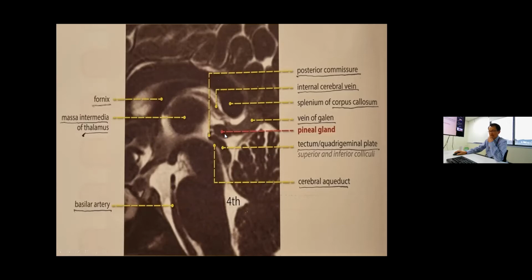And this is the corpus callosum here. This is the third ventricular area, this is the fornix. This is the thalamus right here. There's the right thalamus, adjacent to the midline, and the pineal gland is behind here. There's some vein of Galen.